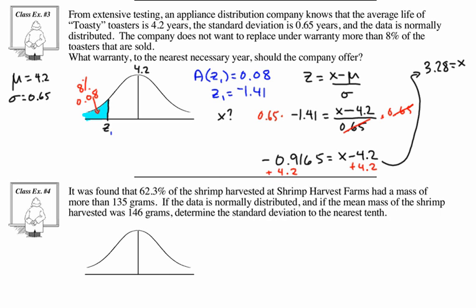It says what warranty to the nearest year? Now if he goes 4 years, would that be higher than 8% or lower? That would be higher. So to the nearest year, he should warranty 3 years. And that's our final answer.